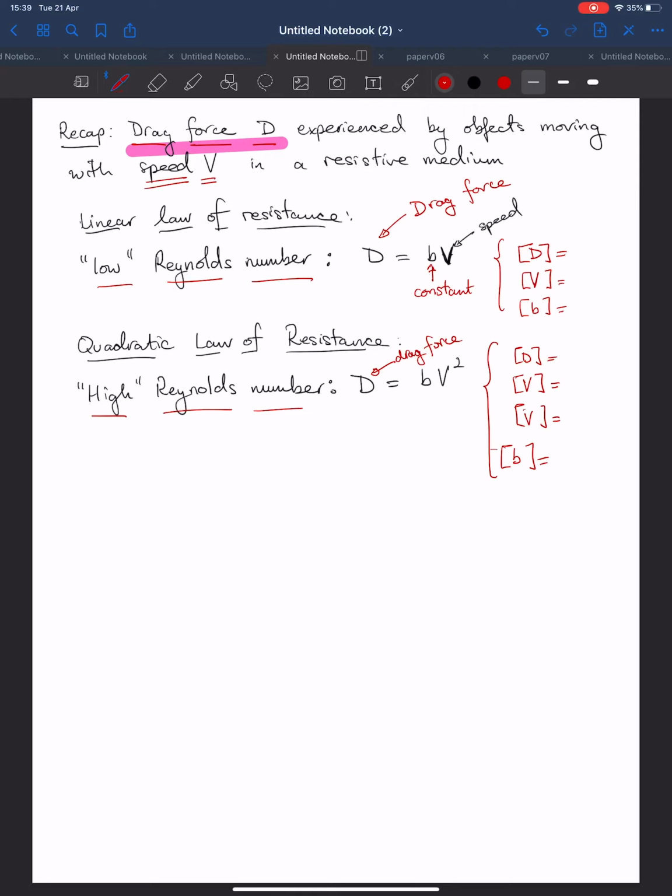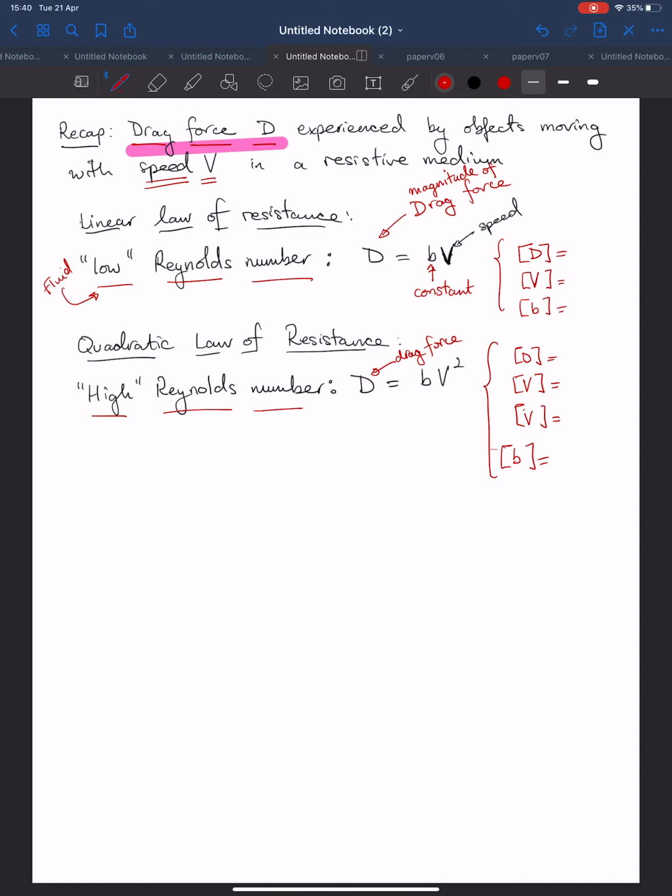If the fluid is characterized by a low Reynolds number, then the magnitude of the drag force is equal to some constant, which you have to find experimentally, multiplied by the speed v of the object.